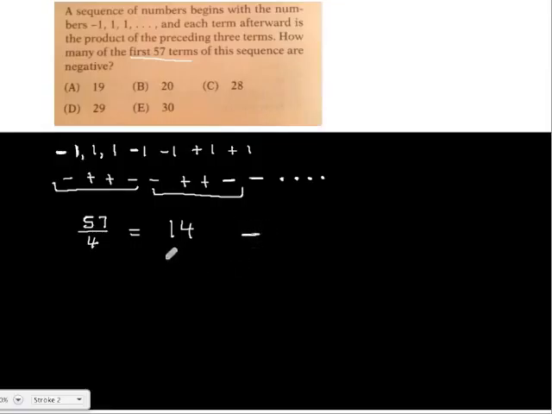So there should be 28 negatives. If you multiplied this by 2, there should be 28 negatives. But then there is a remainder, and we need to ask ourselves, what would the remainder be after the very last group of 4? The remainder is a negative, and we are asked about negative, so we have to add one extra negative, and our answer is 29.